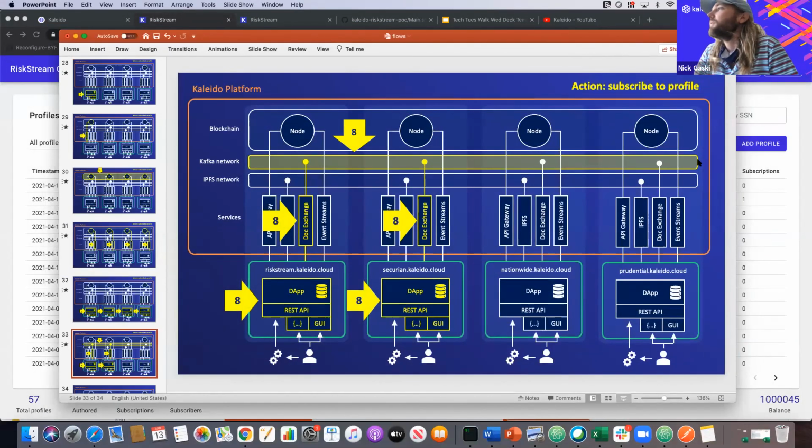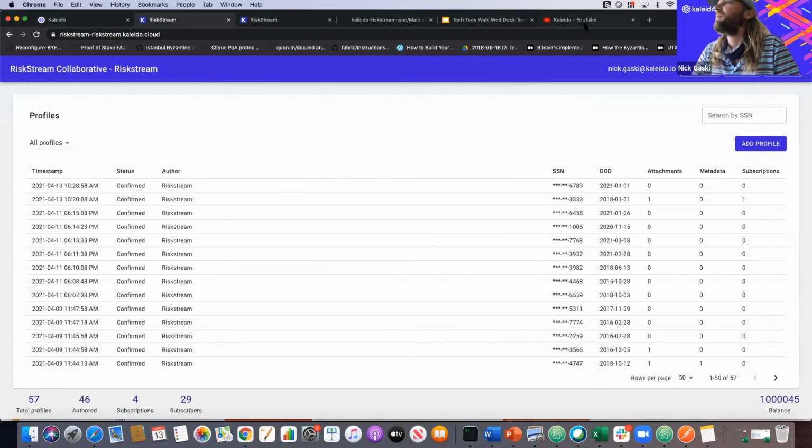Okay, looks good. Okay, so now into the application tier. So what we have here is I have 2 different instances of the application. I have a RiskStream application. Just think of this as insurance carrier number 1. And then I have an instance of the Nationwide application.